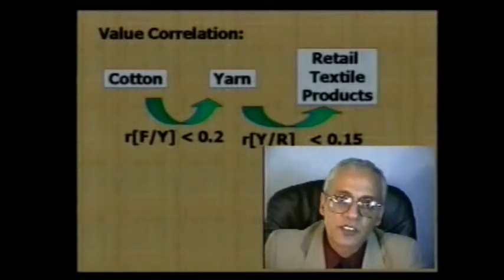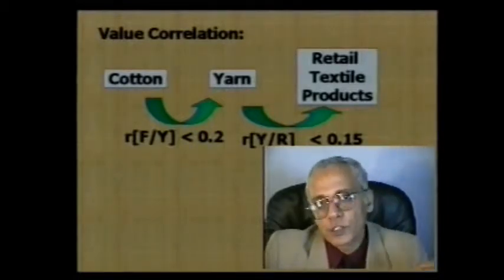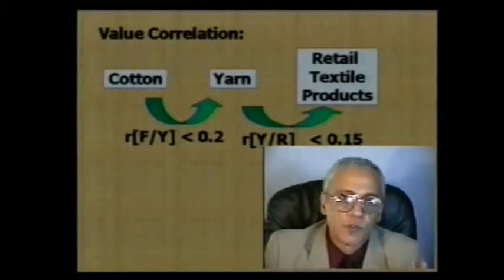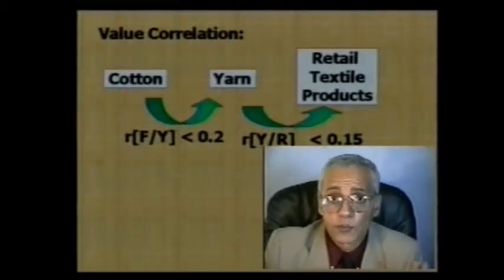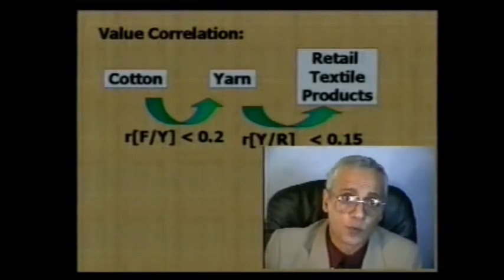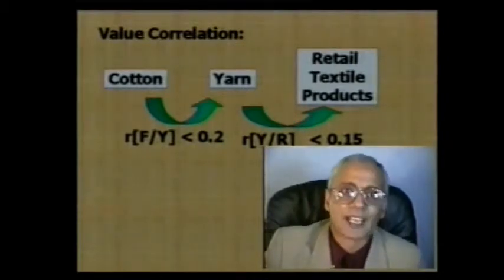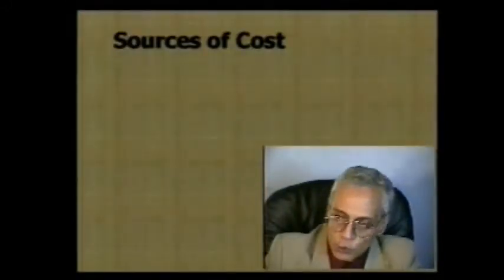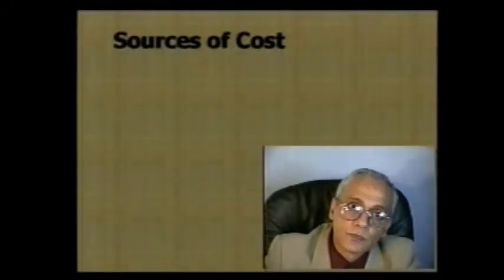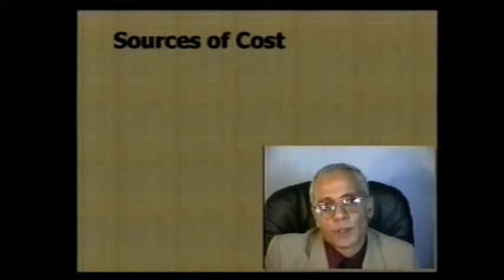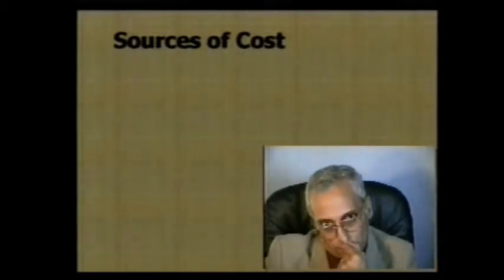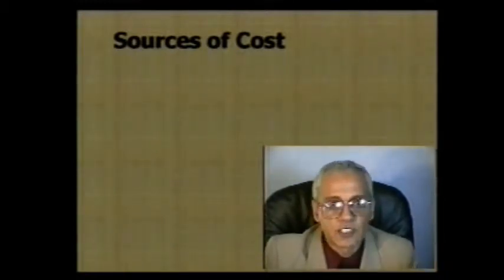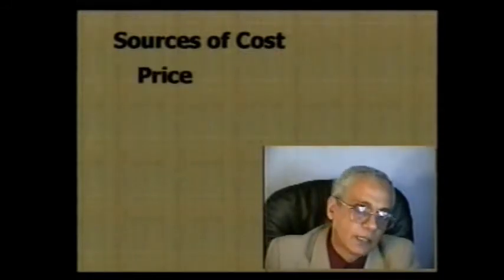How can we close this gap is very, very important. And perhaps the first step to close this gap is to start looking at the sources of cost, because cost of raw material is not just the price of raw material, but there are other factors that add to the cost. Sources of cost. What makes the cost of raw material that high? Well, the one obvious reason is the price of raw material.